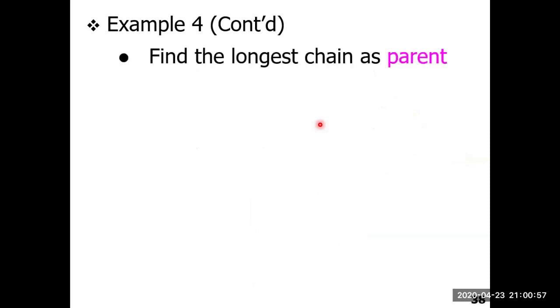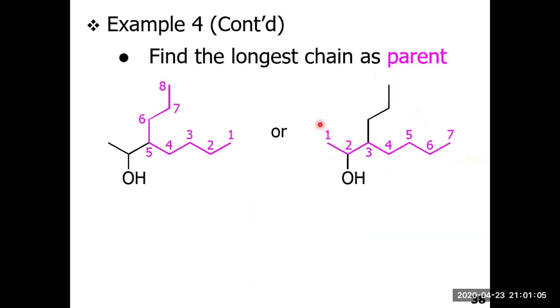First we have to identify the parent chain, and in doing so, we have to find the longest continuous carbon chain. In this case, we have choices. We can have this one, which has 8 carbons in it, or we can have this, which has 7 carbons.